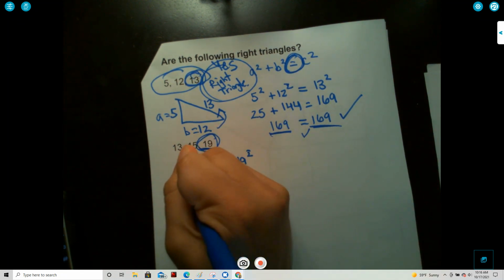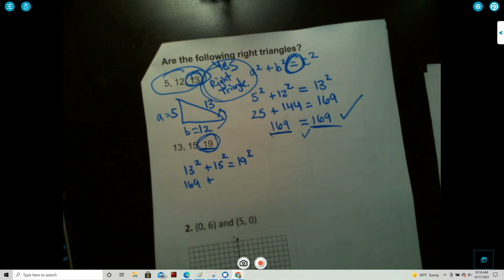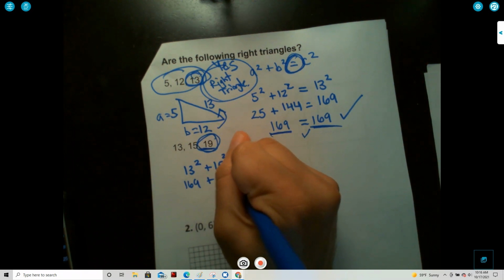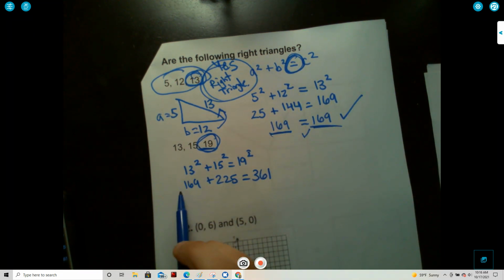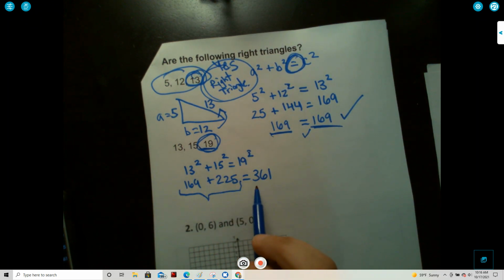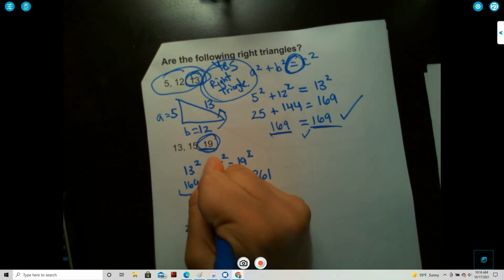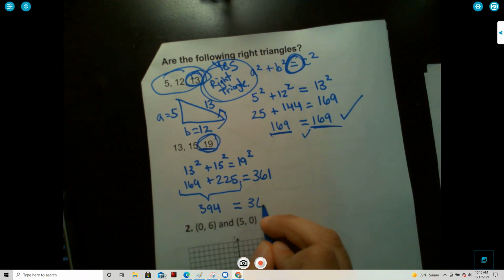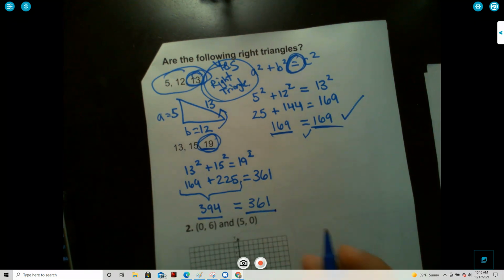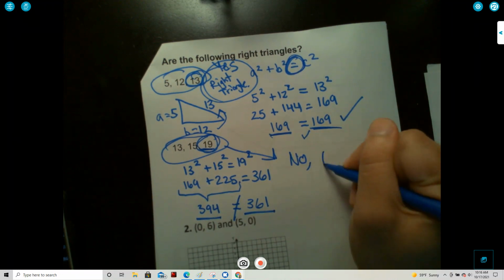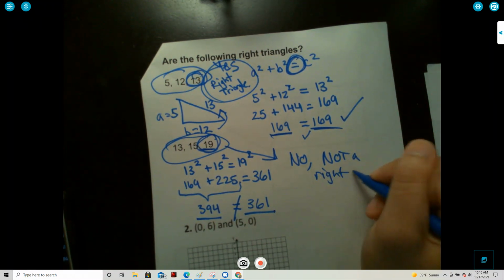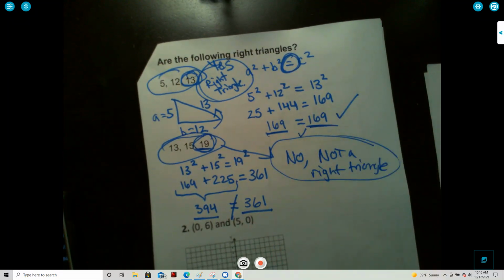Okay, so 13 squared is 169, 15 squared is 225, 19 squared is 361. All right, so we need to confirm whether or not 169 plus 225 equals 361. So 169 plus 225 equals 394. So it's telling us that 394 is equal to 361. So this number is not the same as this number, so that is not a true statement. So this set of three numbers would be no, not a right triangle. So that would be how you would do that.